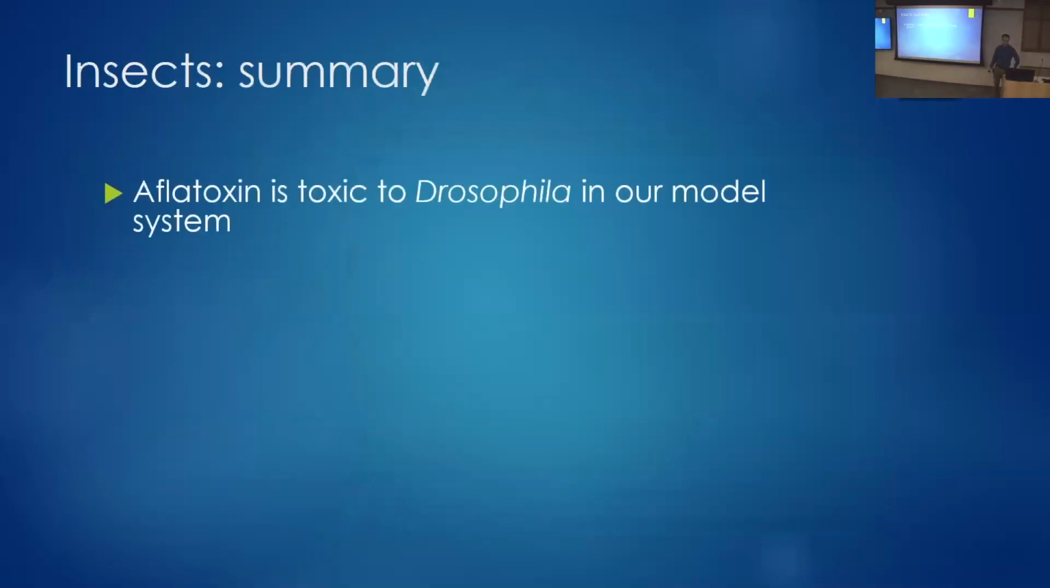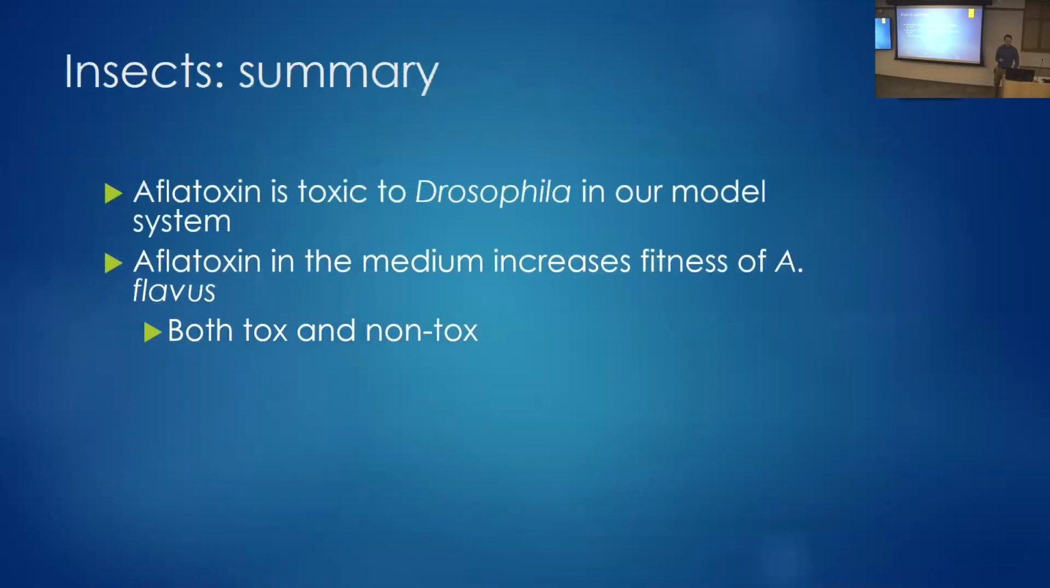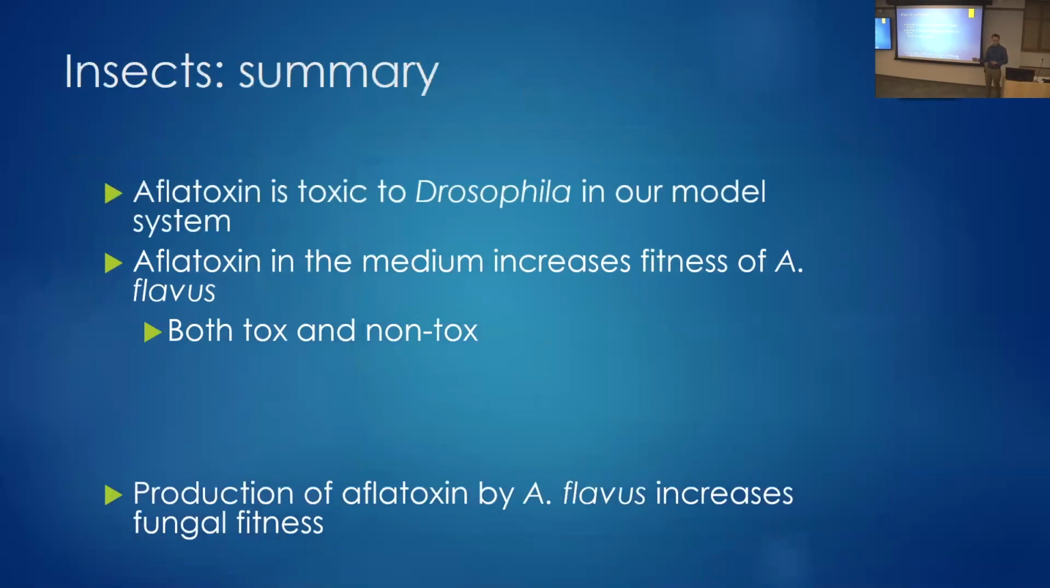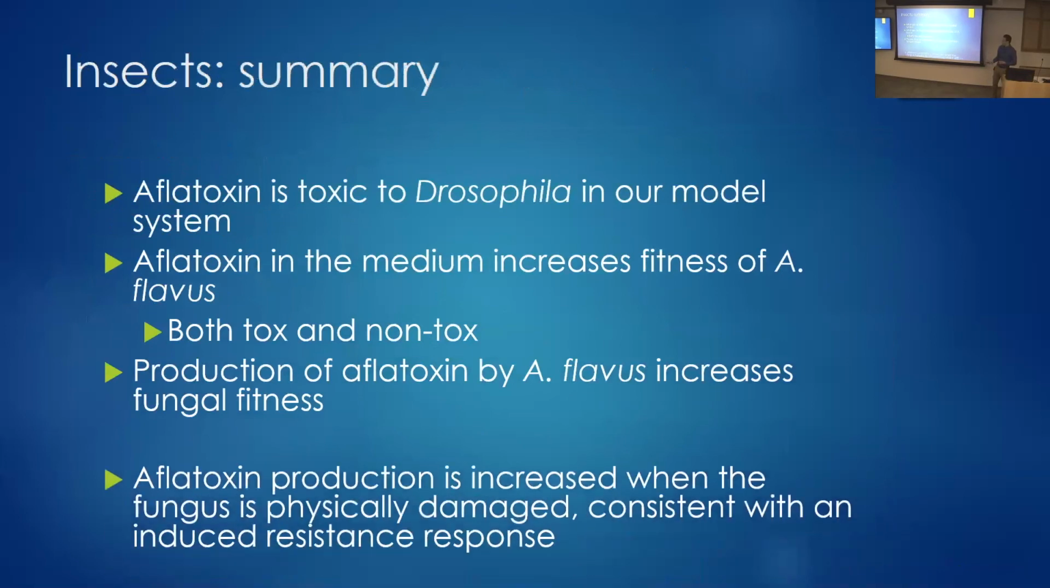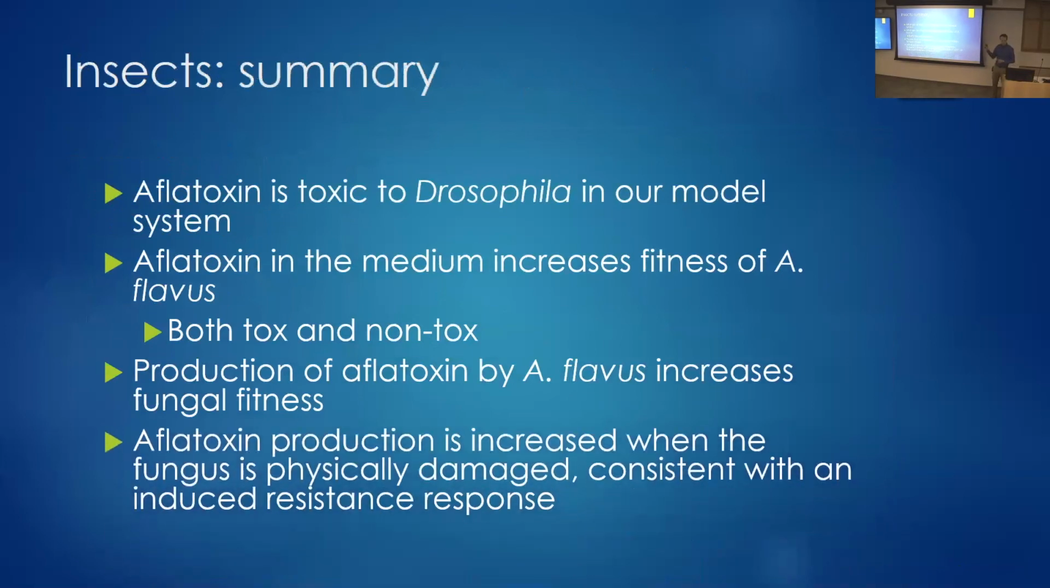So to summarize, as we started out with, aflatoxin is toxic to our model organisms. Aflatoxin, when added to the medium, dramatically increases the fitness of Aspergillus flavus, but this is true for both toxigenic and non-toxigenic isolates. It just shows us that it increases fungal fitness in the presence of insects, but not in their absence. And then we showed that the production of aflatoxin by the fungus itself, without us adding it, also increases fungal fitness, but if you recall, it was just a little bit. It wasn't nearly as much. And then finally, the graph that I was just showing you: aflatoxin production is increased when the fungus is physically damaged, consistent with an induced resistance response.